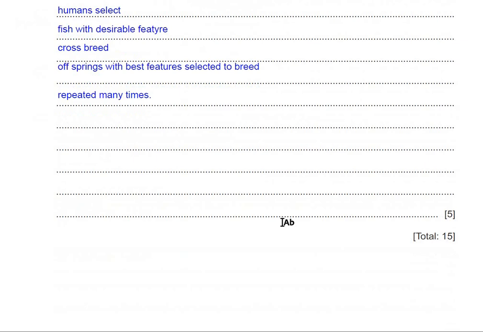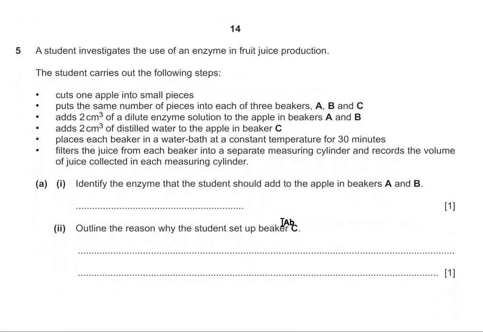All right. So let's move on to question number 5, which is the next question. A student investigates the use of enzyme in fruit juice production. So let's highlight this. What is the investigation about? The investigation is about the use of enzyme in fruit juice production. The student carries out the following steps.